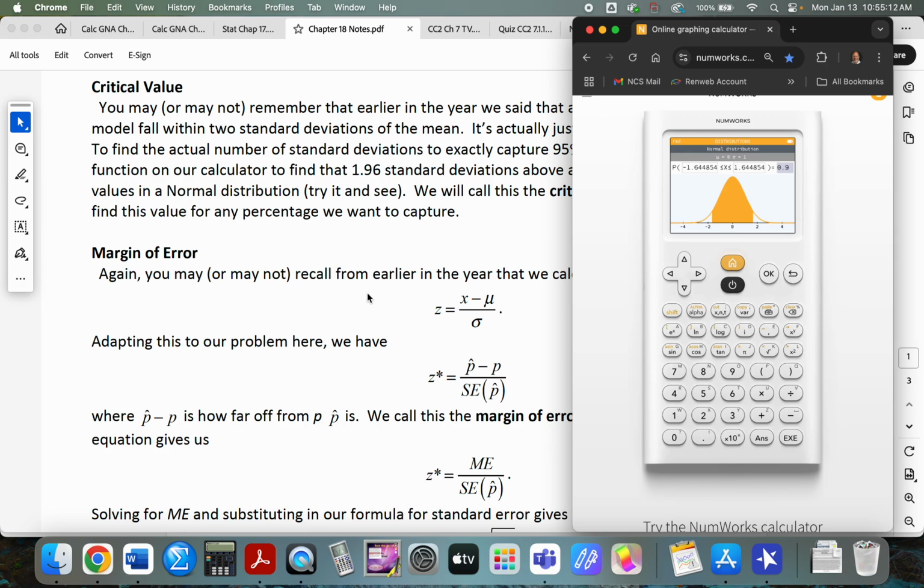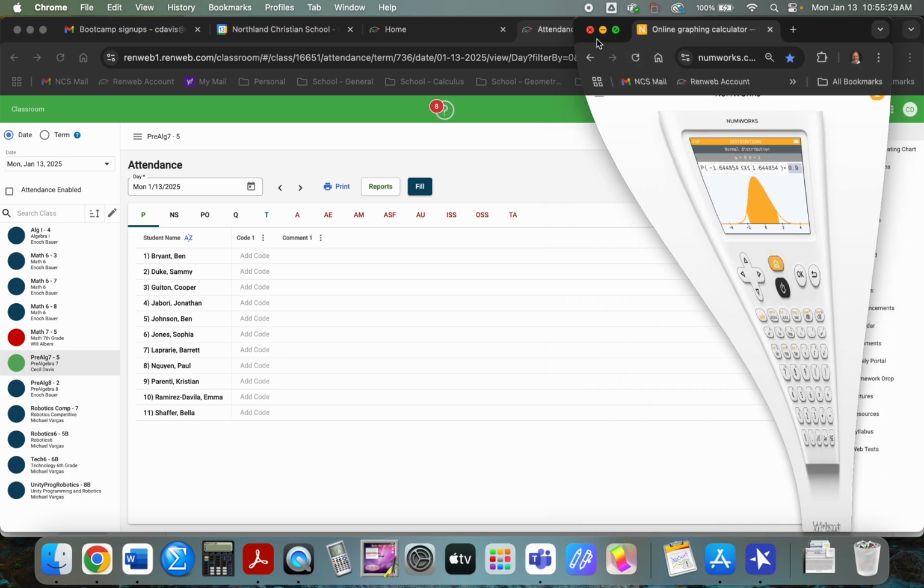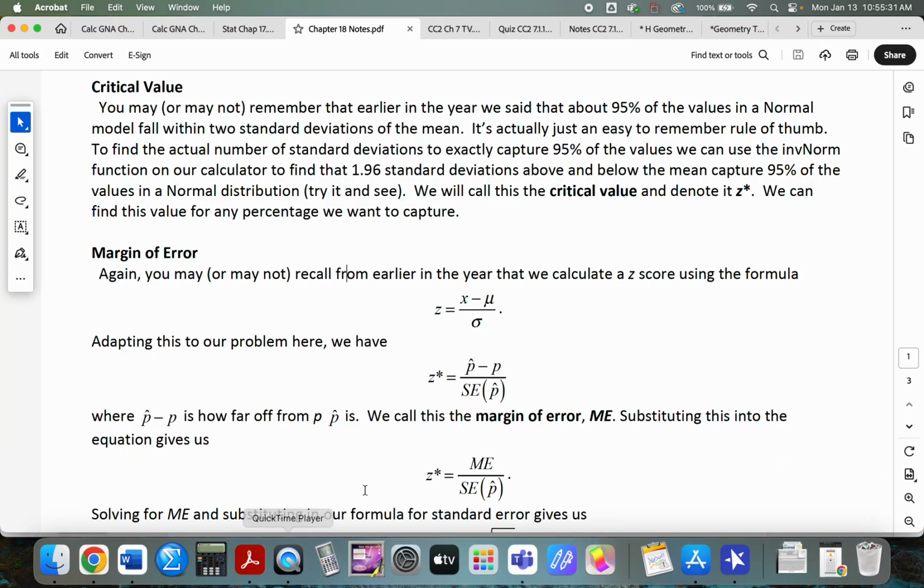Very cool. All right, now, remember that a z-score is found by doing what we observed minus the mean over the standard deviation. I swear to you, before the end of the year, I'm going to remember to minimize that every time I use it.